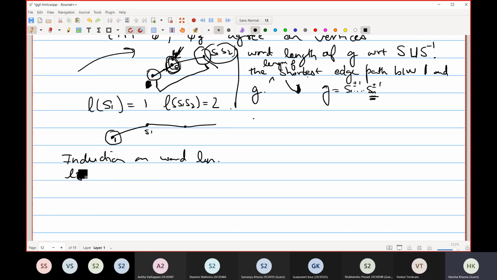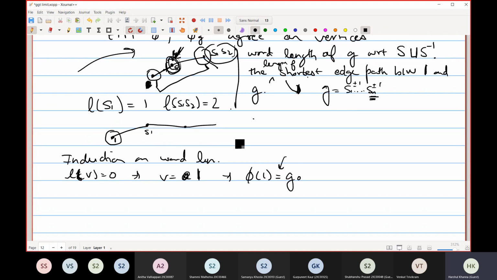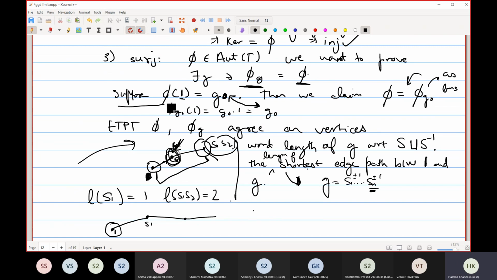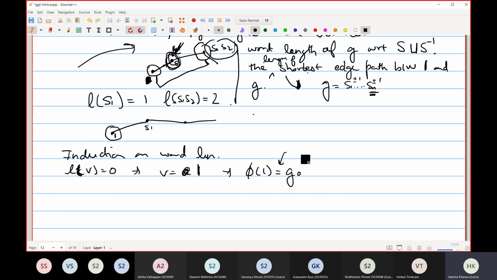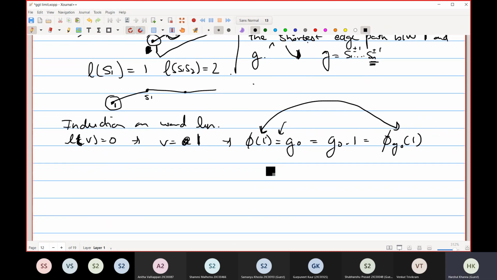Suppose the length of the vertex was equal to 0. We have already shown for this case, that means v is equal to the identity element. Phi of 1 is equal to g naught. This is by definition, because we suppose that phi of 1 is equal to g naught, and this is equal to g naught times 1, which is phi g naught of the identity element. So both these functions agree when the length is 0.